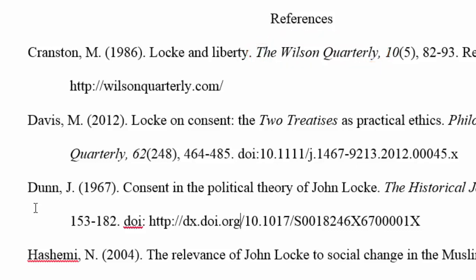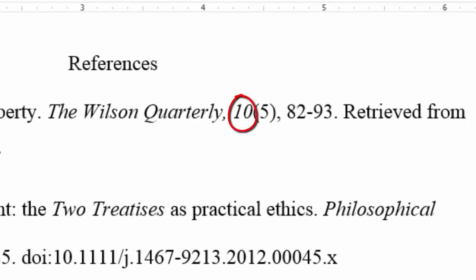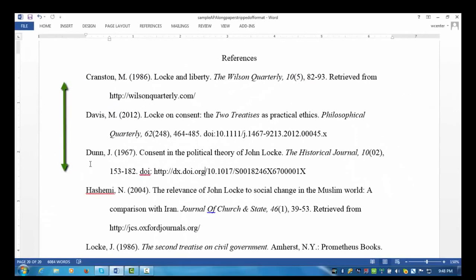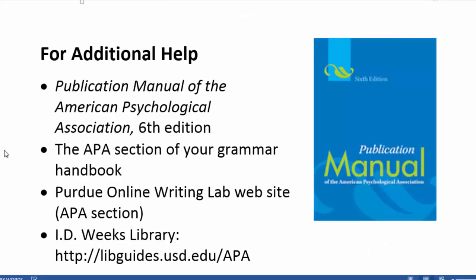Here is something you may not have realized. The volume number needs to be italicized. Just a weird little aspect of APA style. The issue number, however, is not italicized but appears in parentheses right next to the volume number. Everything, of course, is consistently double-spaced. So that's how you set up a paper in basic APA format.